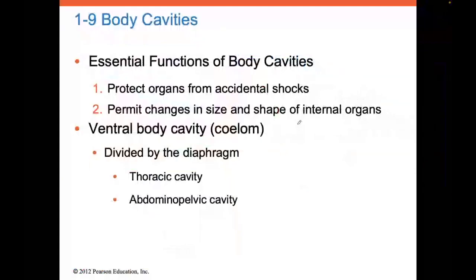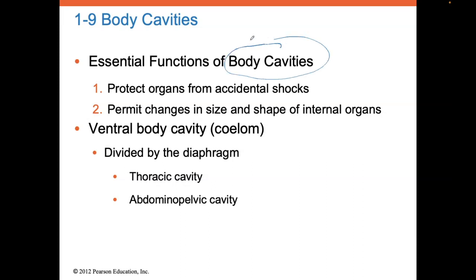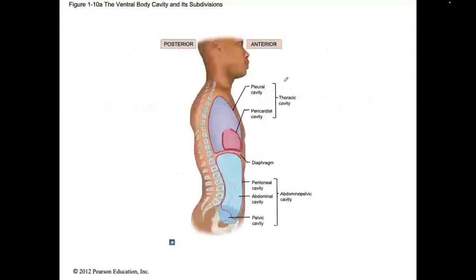Okay, class, we're going to be talking about body cavities right now. All of our organs in the body are contained within different body cavities. These body cavities are like little containers or big containers that are going to protect our organs from different types of accidental shocks. And they permit changes in size and shape of the internal organs. They may increase in size. So let's take a look at these cavities.